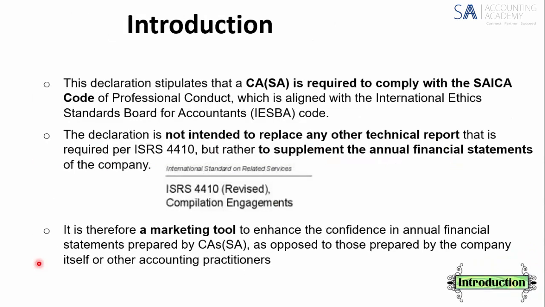Right, let's have a look at the introduction. So the declaration stipulates that a CASA is required to comply with the SAICA Code of Professional Conduct. Now, the SAICA CPC, like I told you, is aligned with the IESBA code. The declaration is definitely not there to replace any other technical report that is required by the standards. So the ISRS 4410 compilation report must still be provided. That is the compilation report in terms of the standard, as you see there, ISRS 4410 revised, and you'll still have that one. This declaration is there to only supplement the financial statements of the company.